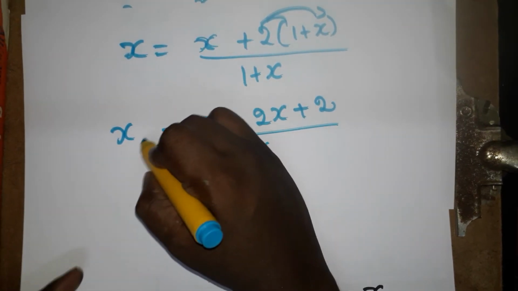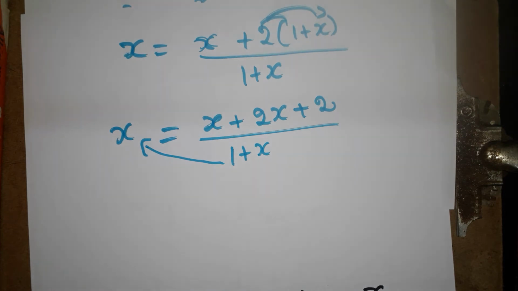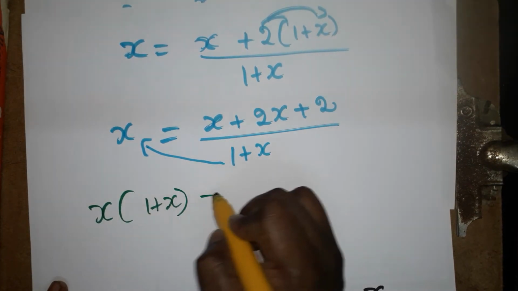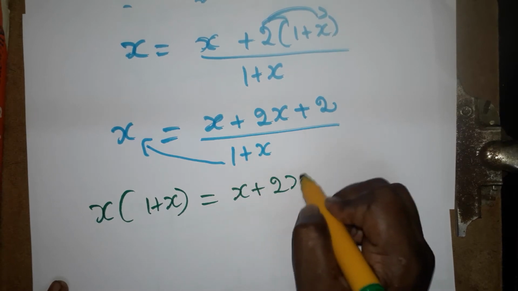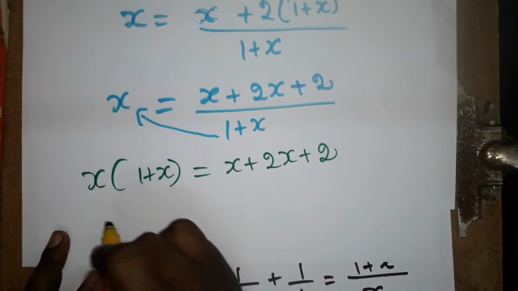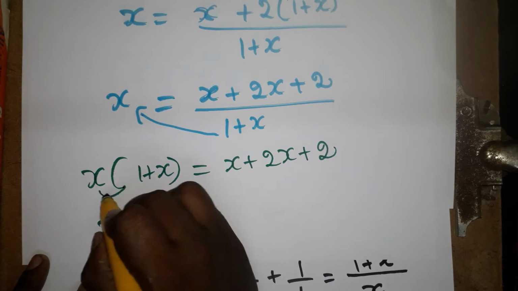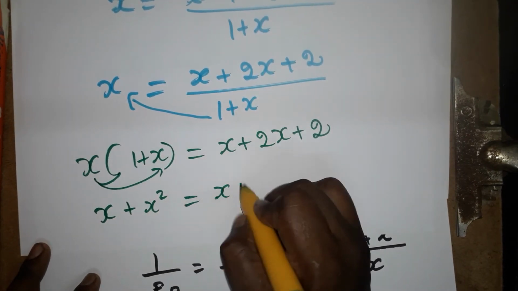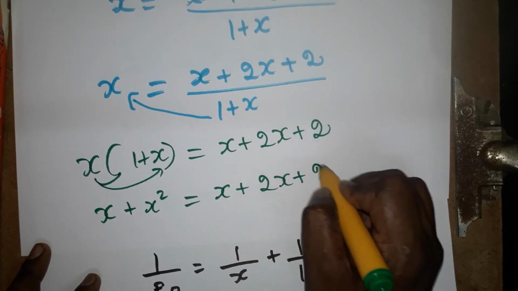This you can take as a cross multiplication here. So x(1 plus x) is equal to x plus 2x plus 2. So when I take x inside, it's going to be x plus x square is equal to x plus 2x plus 2.